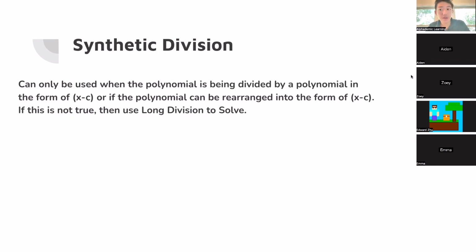All right, now we're going on to the second type of division, which is synthetic division. This is a much faster, much quicker way to find the answer when you're dividing polynomials than long division. But the one downside is you can only use it when you're dividing a polynomial by another polynomial that's in the form of x minus c, or if it can be rearranged into the form of x minus c. If this isn't true, you cannot use synthetic division to solve it. It just won't work.